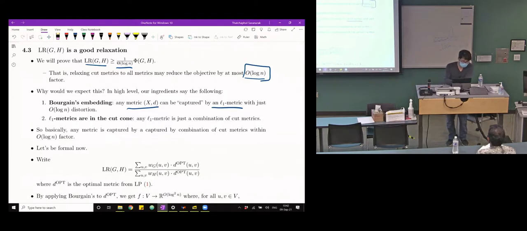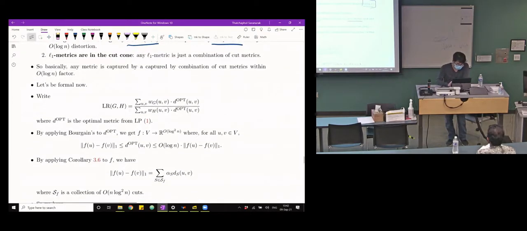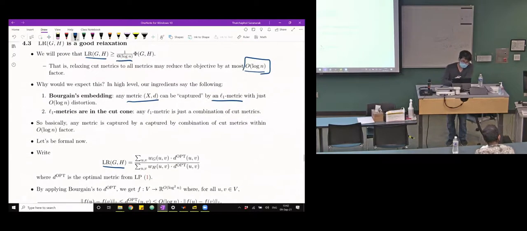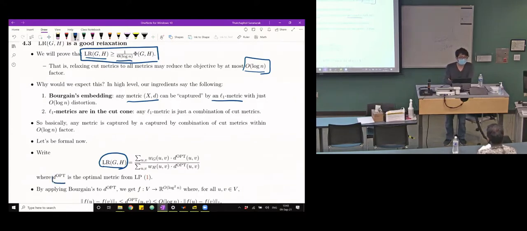So let's try to make this formal, right? Okay. I want to prove this, remember? So let's start by just writing LRGH. And let's say that we have solved the LP, and we get that D opt is the optimal metric from the LP that we just wrote above. And we can write LRGH as this.